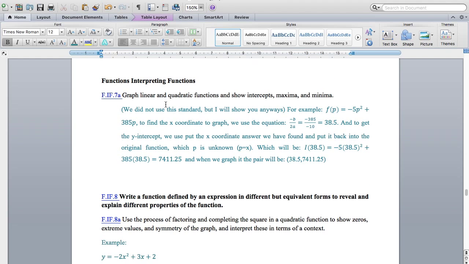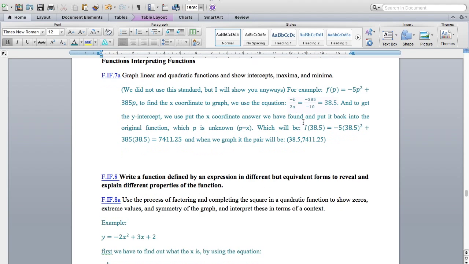And here is graph linear and quadratic equation functions and showing intercepts, maxima and minima, which you can say maximum and minimum, but we did not use this standard. But I'll show you an example in which we use the equation negative b over 2a equals x, with the example I've given here, and we will find the x coordinate. And after we found the x coordinate, we have to put it back into the original function, and it will reveal the x and y. The x and y is the maximum or the minimum of the quadratic function.